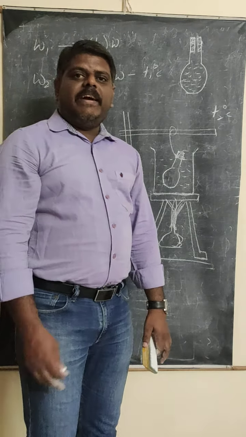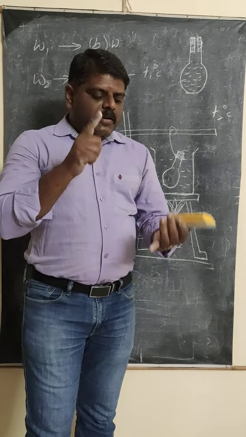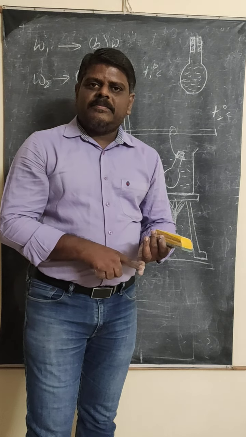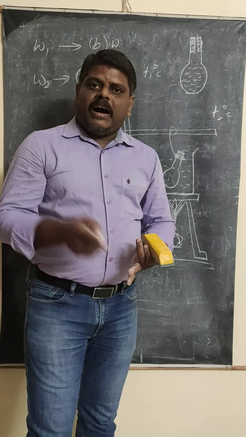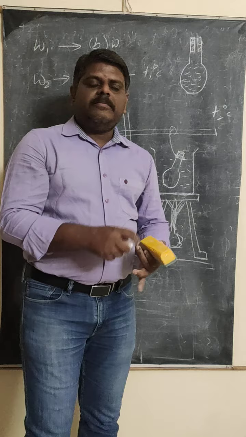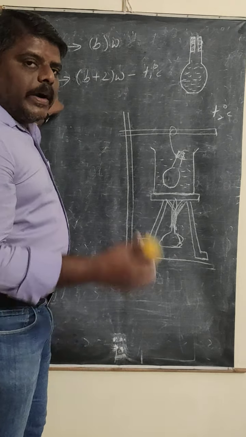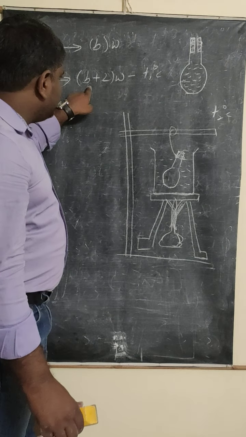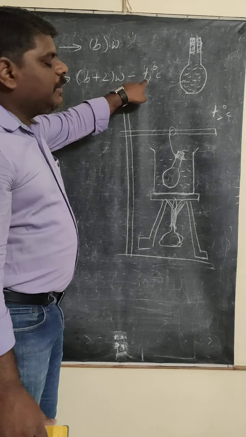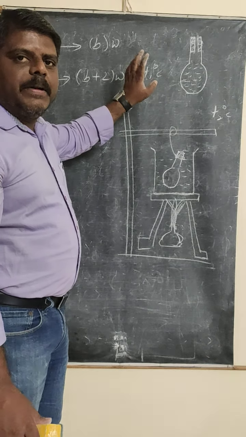How many times are you measuring the weight? Three times. Okay, don't be confused. First, you measure the empty bottle weight. Second, you measure after filling with the liquid before heating, that is W2. What will W2 contain? Bottle weight plus liquid weight, at what temperature? T1 degrees Celsius, room temperature.